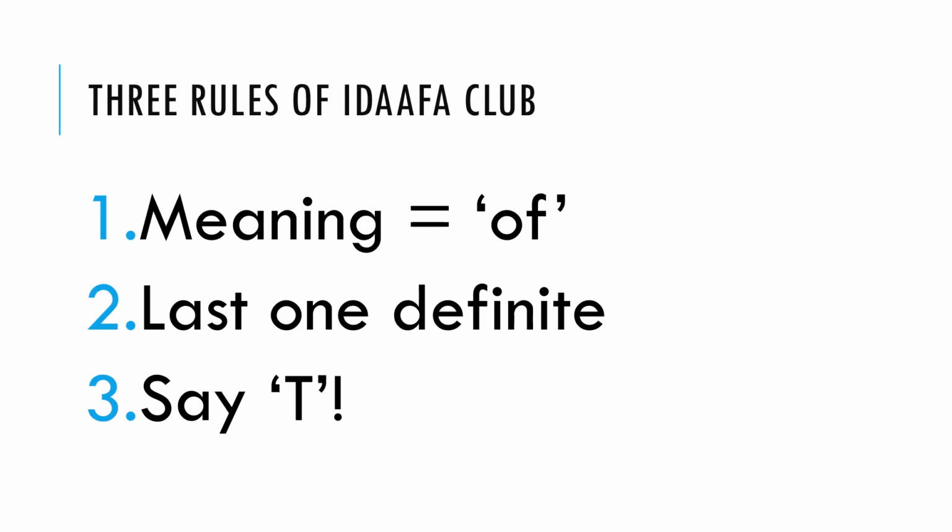So there are three main aspects of an idaafa. First, they give us the meaning that's provided by "of" in English, like possession. The last word, and only the last word, is marked as definite. And finally, the idaafa is where our ta marbuta goes from being an "ah" sound to a "t" sound.